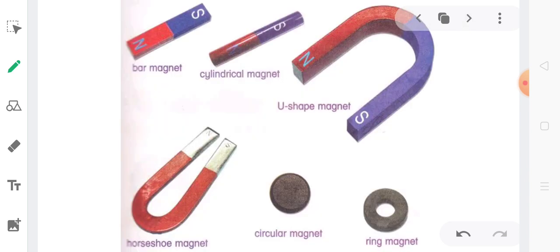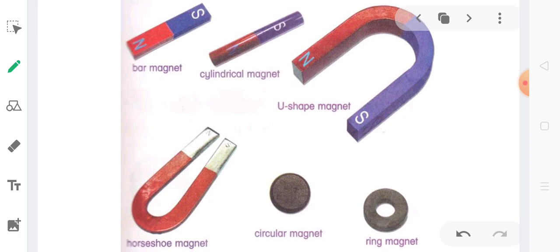So now you can see in how many shapes and forms you might be having magnets. There are so many different types of magnets available around us, and we put them to different uses as per our convenience. The most common amongst them: bar magnet, then the cylindrical magnet, U-shaped magnet, horseshoe magnet, circular magnet, and ring magnet.